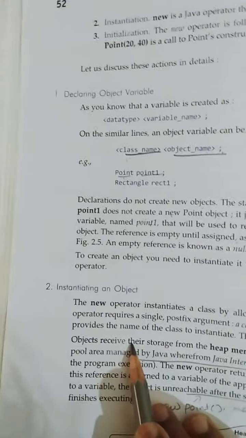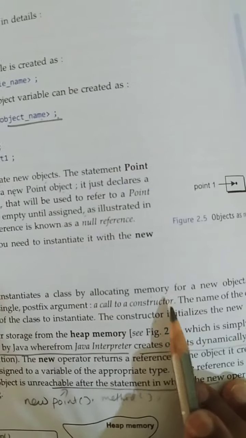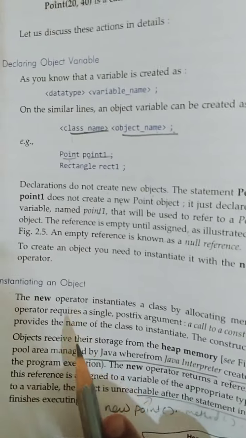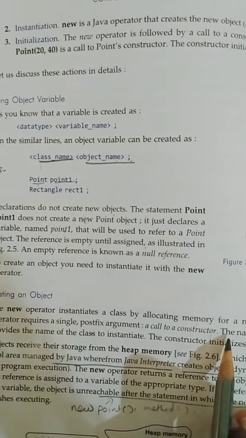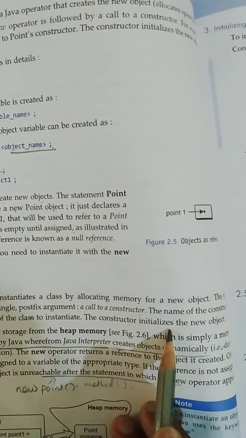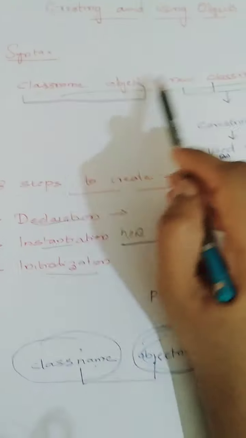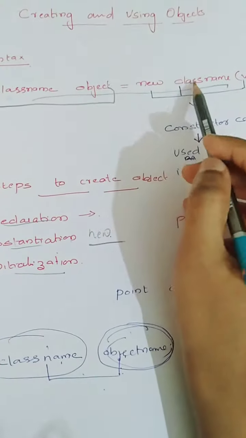The new operator requires a single postfix argument, a call to a constructor. The name of the constructor provides the name of the class to instantiate. The constructor initializes the new object, that is, it initializes the instance variables. So a call to a constructor is the creation of an object.